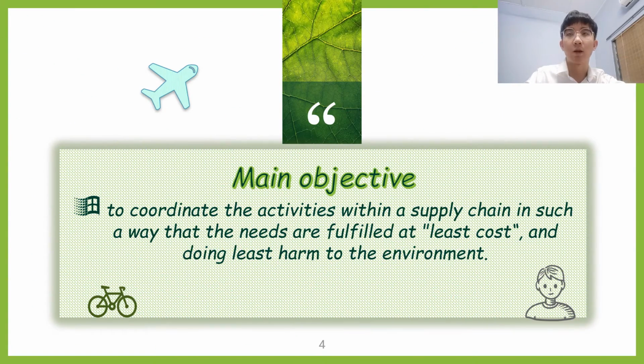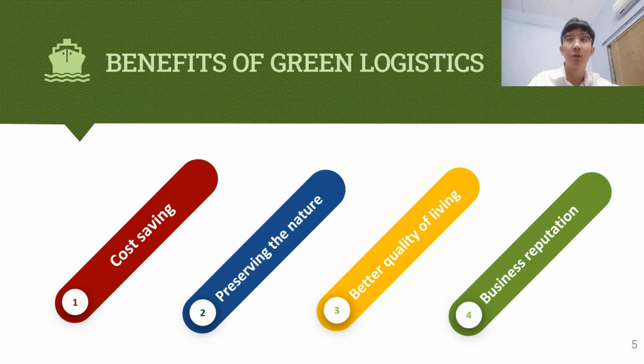So what's the main objective of green logistics? It is to help coordinate the activities within a supply chain in such a way that the needs are fulfilled at least cost and doing least harm to the environment. So what are the benefits of green logistics? First, it is cost saving. Secondly, it helps to preserve nature. Thirdly, it leads to a better quality of life. And lastly, it helps to increase the business reputation.